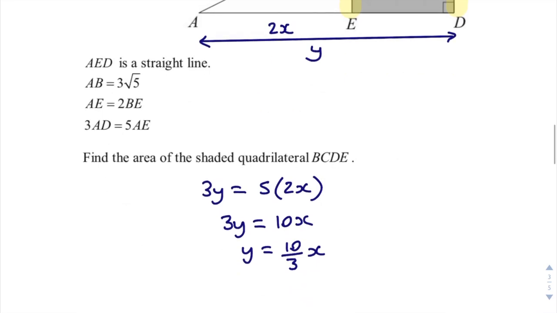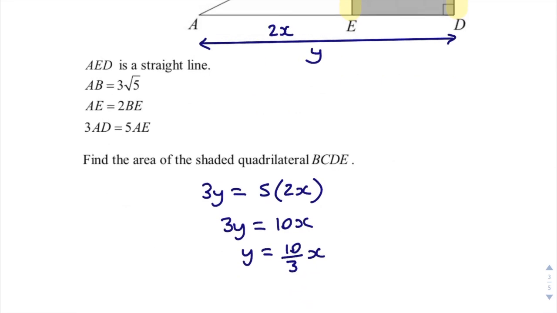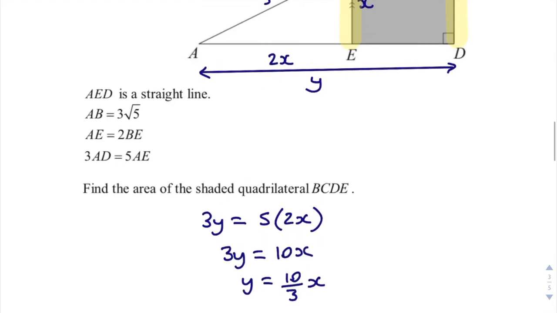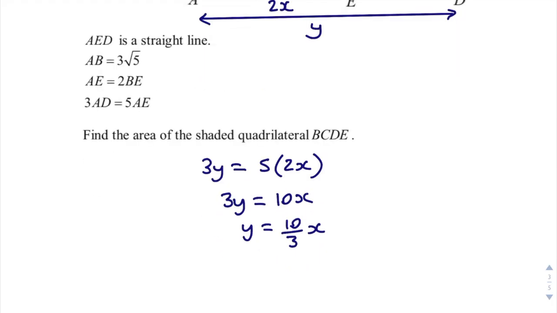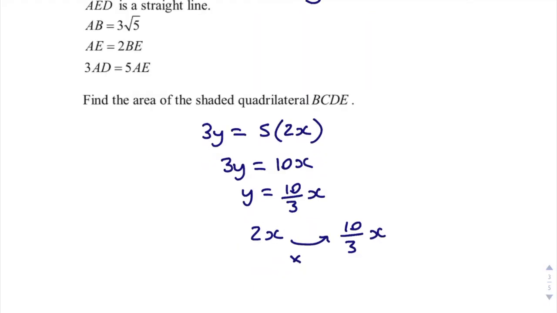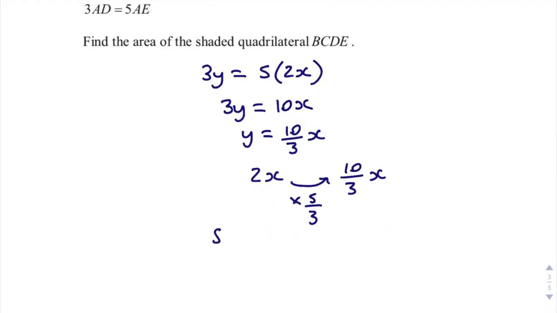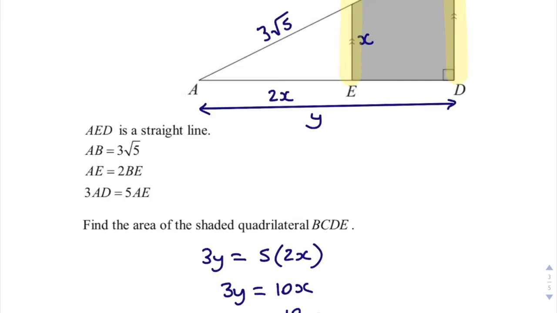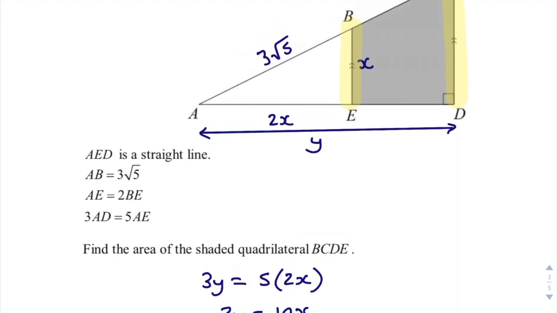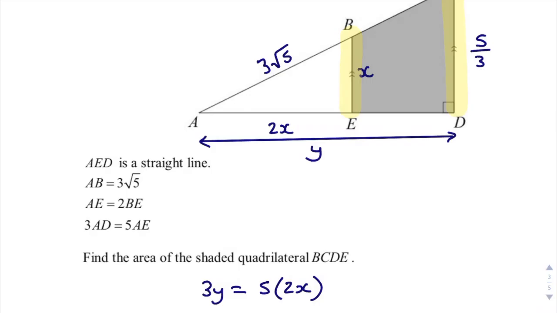So we can work out what that scale factor is because we know y, which is the length AD, is 10/3 of x. And we know that the length AE, which is the base of the smaller triangle, ABE, is 2x. So what have we multiplied 2x by to get 10/3 of x? Well, that's easy, that's 5/3. So our scale factor is 5/3. So what we can do is we can apply that scale factor to the length BE to work out the side length of CD. Well, that's easy because that's just going to be 5/3 of x.